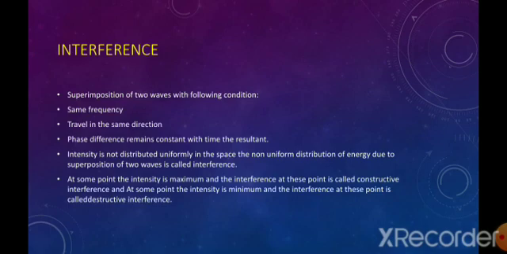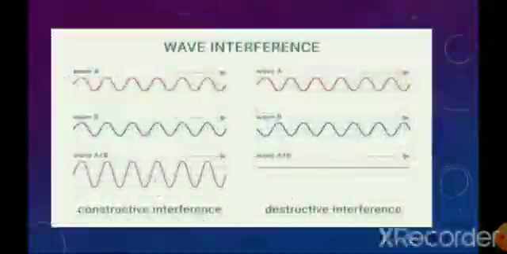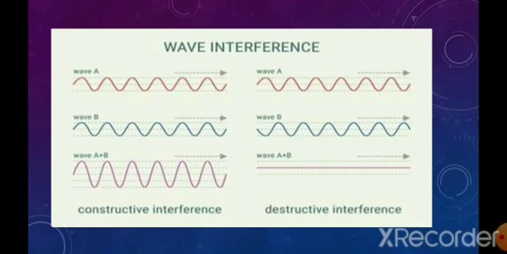At some points the intensity is maximum, and the interference at these points is called constructive interference. At some points the intensity is minimum, and the interference at these points is called destructive interference. Here are examples of constructive and destructive interference.